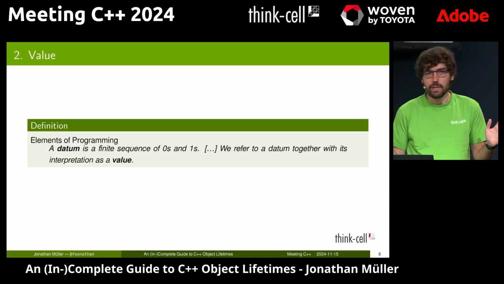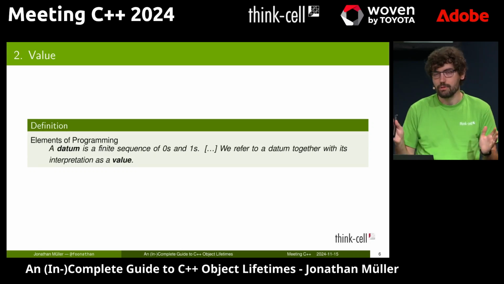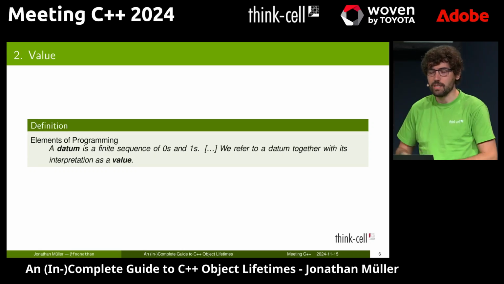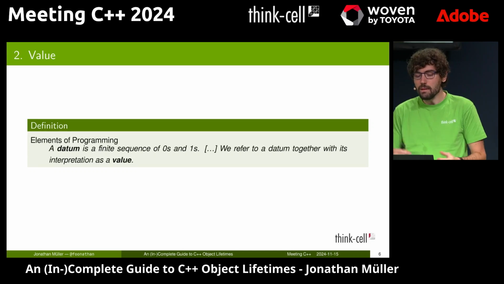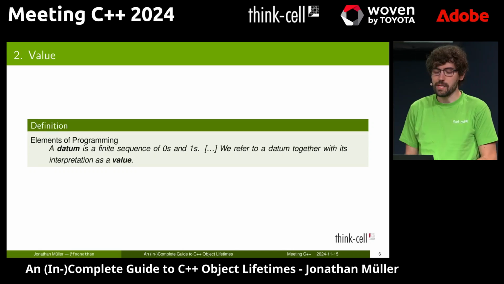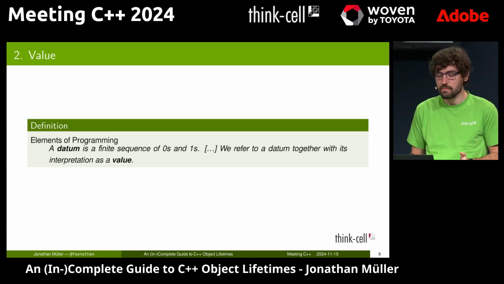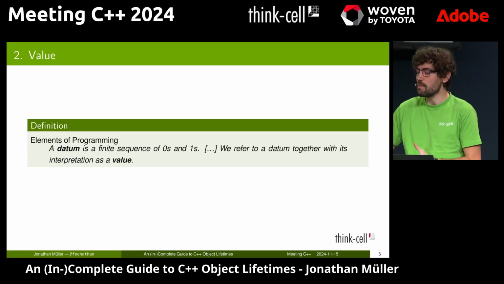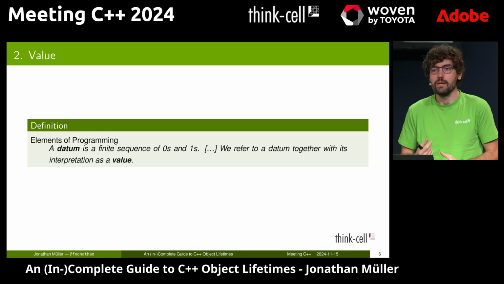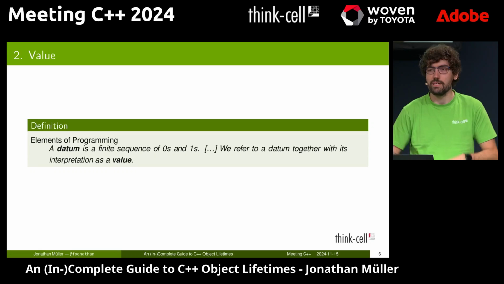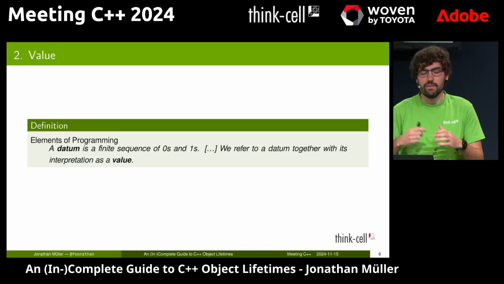Elements of Programming is another fundamental book about C++. Well, not really about C++, about programming, but it's a really good book. And in Elements of Programming, it gives a really good definition of value. So we've got a datum, and a datum is a finite sequence of zeros and ones. And then a datum, together with its interpretation, is a value. Right? So a value is just, we've got a particular sequence of bits, and we interpret them in a particular way to make up a mathematical value. Value is a mathematical term.